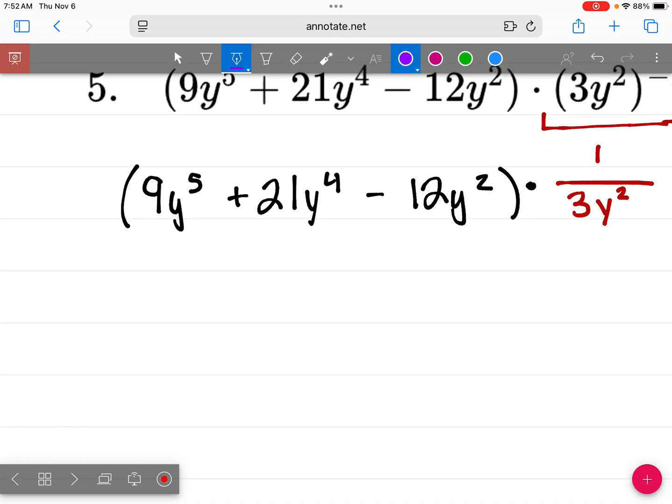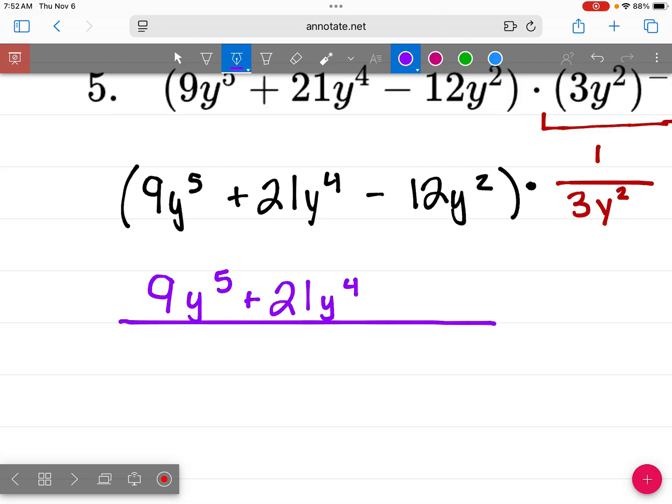This is 100% the same thing as if I wrote this as my 9y to the 5th plus 21y to the 4th minus our 12y squared all over 3y squared. You don't have to write out all of these steps. I'm just trying to show you where this is coming from. If you can go straight from here to here, great, more power to you.